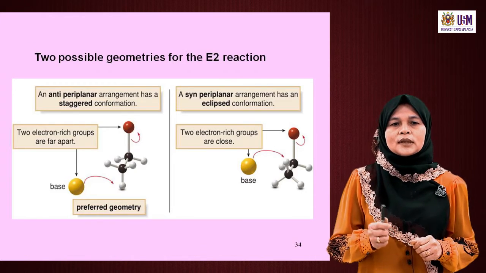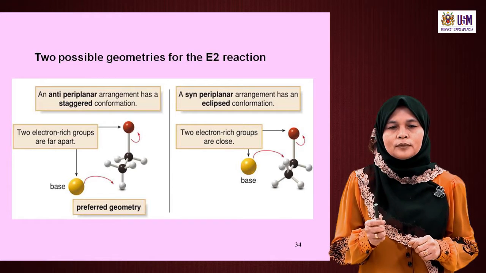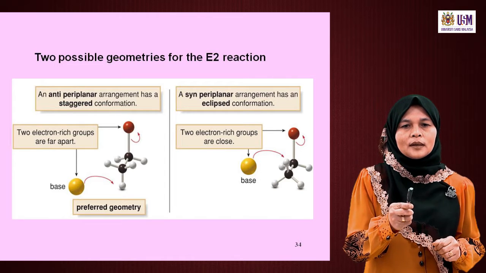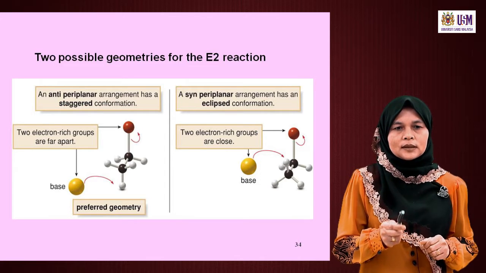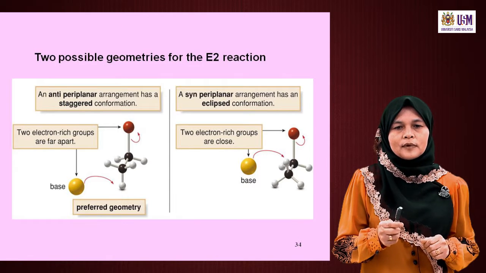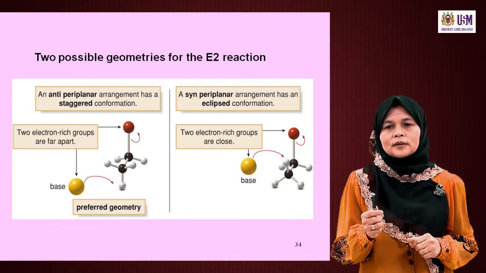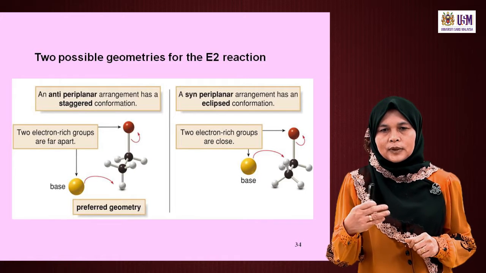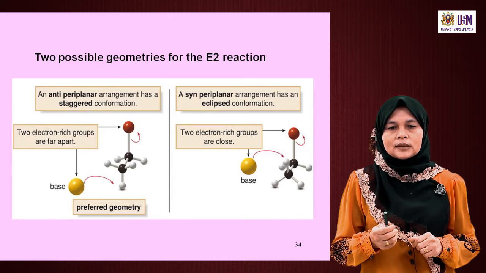Look at these two structures. These are two possible geometries for the E2 reaction. The first one, an anti-periplanar arrangement, has a staggered conformation. The two electron-rich groups are far apart from the base. But for the second one, the two electron-rich groups are close together with the base. So the preferred geometry is the first one.